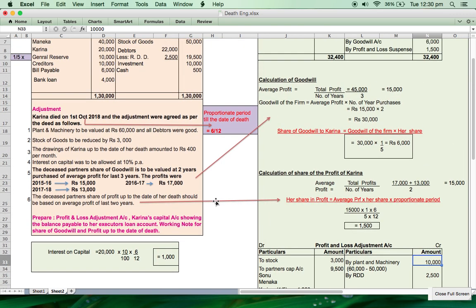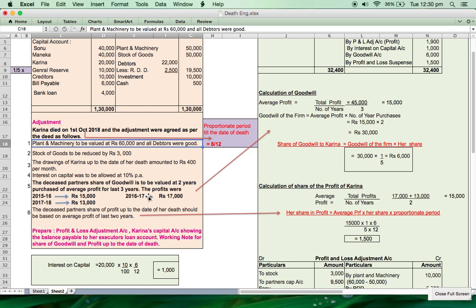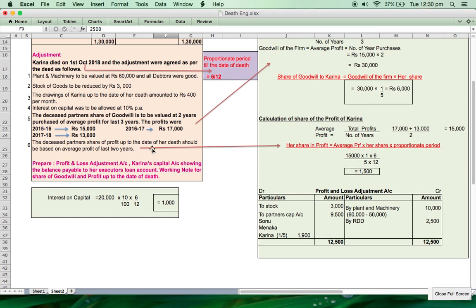Then all debtors were good. Here RDD was 2,500. When they say that all debtors were good, that means they no longer require this RDD in the new balance sheet. Means you have to just remove this RDD. So P&L adjustment account credit side, we are going to show it by RDD 2,500. Whenever RDD is no longer required, it is shown at the credit side of P&L adjustment account.